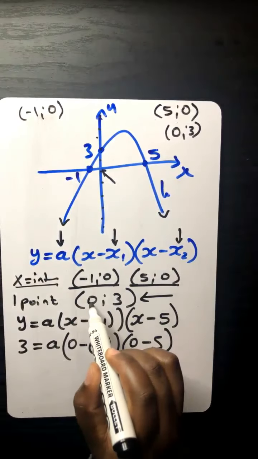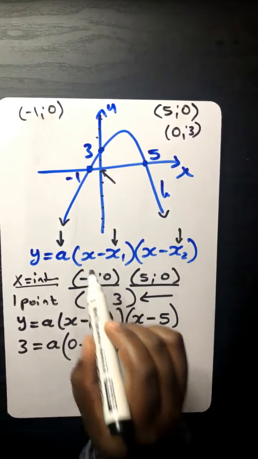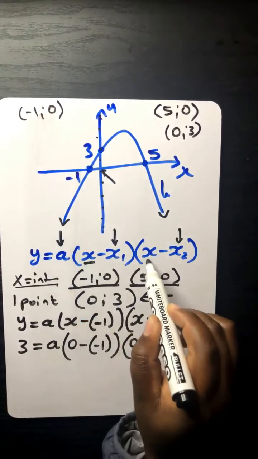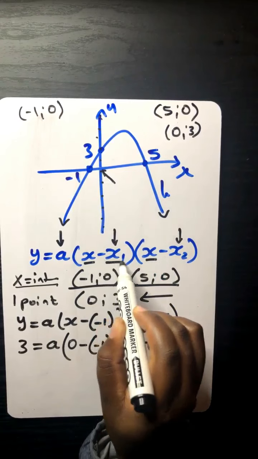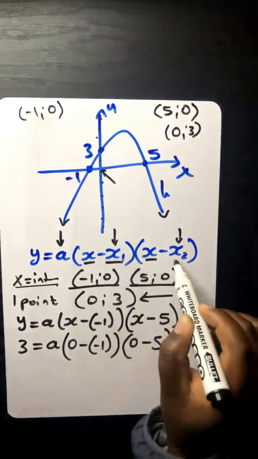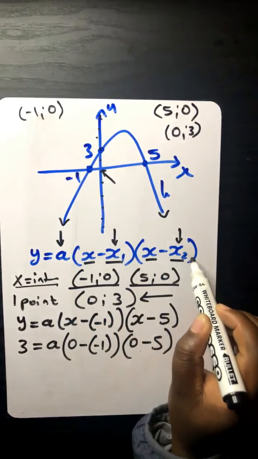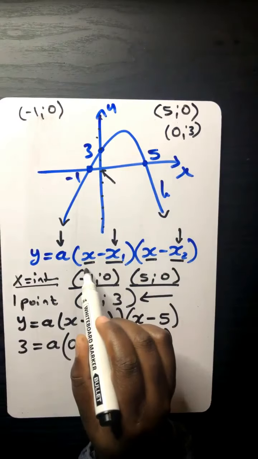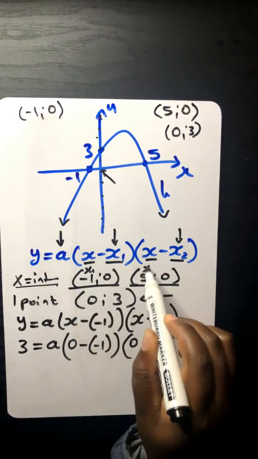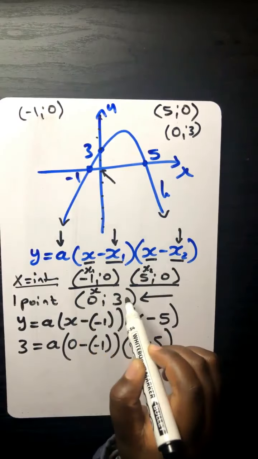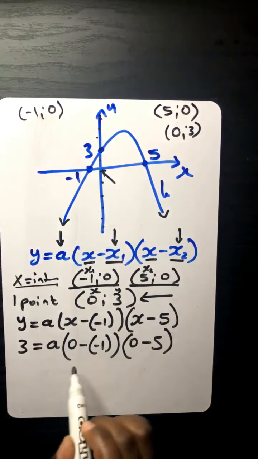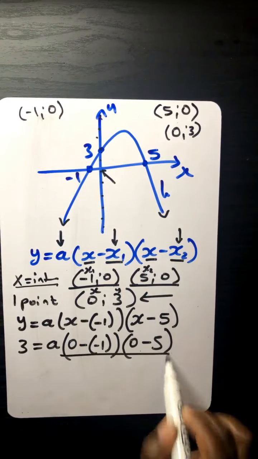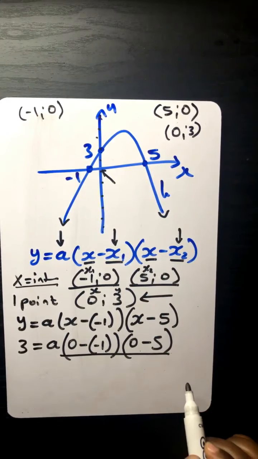So the x for that 1 point is the x that you substitute there and there. But for this part it is different, that's why it's x1. For this one it is different, that's why it's x2. So this is your x1, this is your x2, this is your x, and this is your y. Then, Lerato, you punch all of that on a calculator.